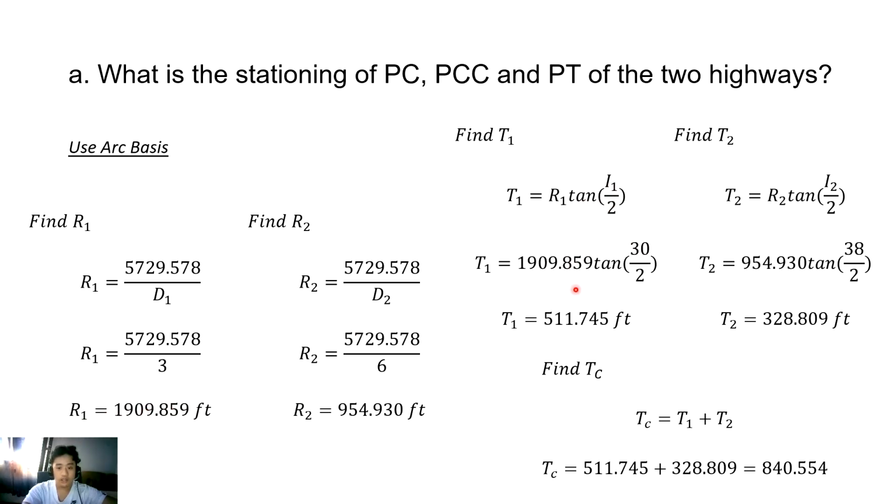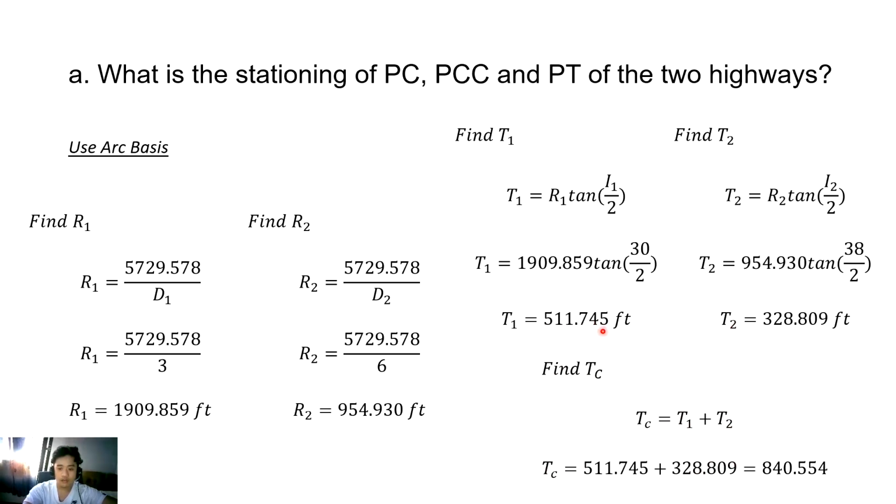So, 1,909.859 times tangent 30 over 2. And we'll get 511.745 feet. Para naman sa T2, same formula pa rin. R2 times tangent I2 over 2. So, substitute lang natin to. 954.930 times tangent 38 over 2. And we'll get 328.809 feet. Then, para naman sa TC, pag-add lang ulit natin yung T1 and T2.